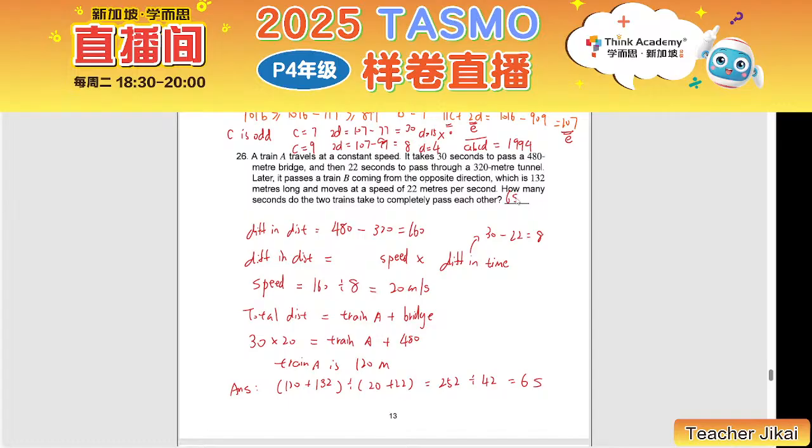So 6 seconds. So for this question, right, you need to think about the difference in distance, and you know the formula. It is difference in distance equals to speed times difference in time. And then you make use of the formula you learned in the train encountering problem, and then you can solve it.